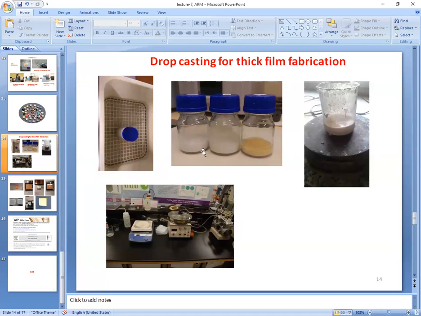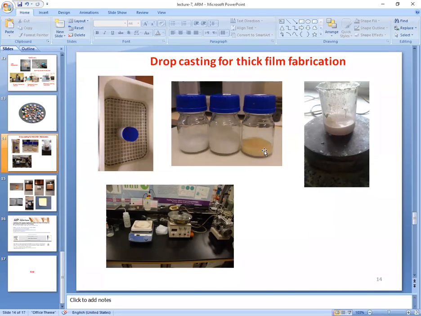These bottles basically show the different concentrations, different compositions. So we have mixed different BNT content into the PVDF matrix. PVDF is basically a polymer and BNT is a ceramic. So this is a composite material. Heat it up, make it thicker, and then we have to cast it on a substrate. In the next slide, I will show how to cast these solutions.